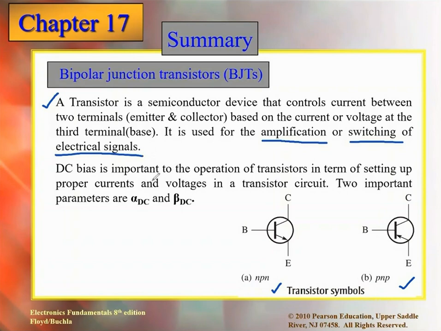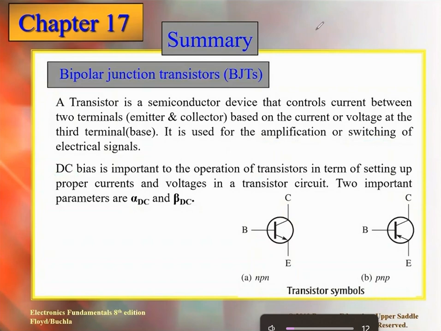Now, in order to understand these two applications, there are some basic important things we should understand, like biasing. I told you that DC biasing is important to the operation of the transistor, like which junction has to be in forward and which junction has to be in reverse. For that, we have to apply some voltages here, here and here, so that the junctions are set up in either forward bias or reverse bias. Two important parameters are alpha DC and beta DC. These are basically current gains. You will learn later on what these are.